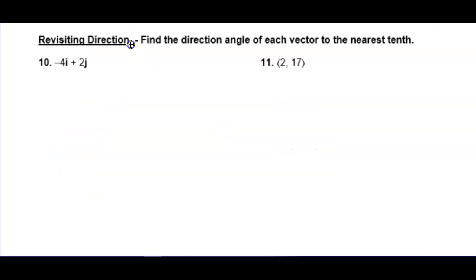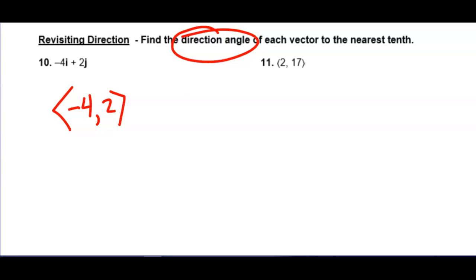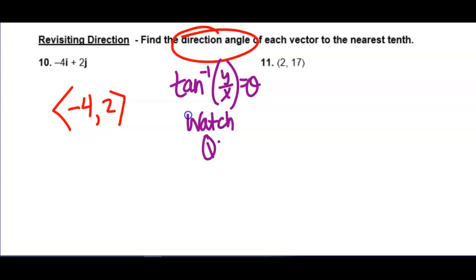All right. This is revisiting direction. So if I have this written out, it really means that I have -4, 2 as the components. And how do you find direction again? Direction is inverse tangent of y over x. And you have to watch the quadrant. So this one is going left 4 and up 2. So I am in quadrant 2. This is not going to give me the right answer when I do it on the calculator.